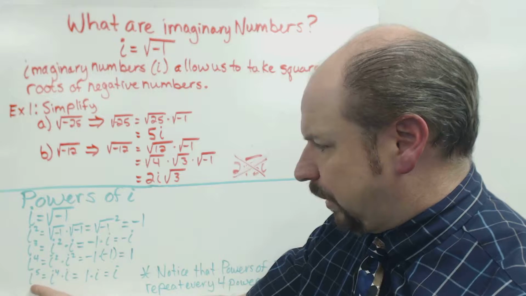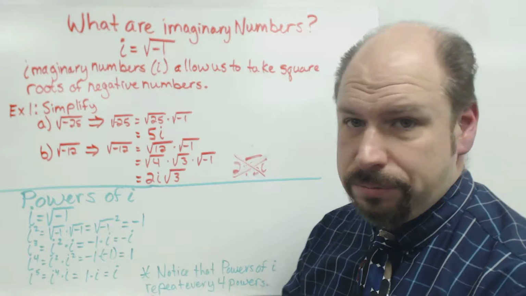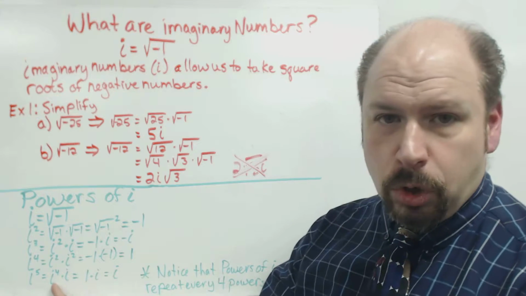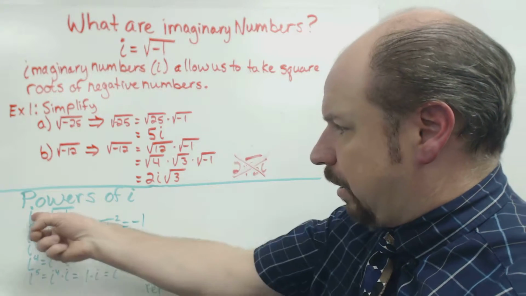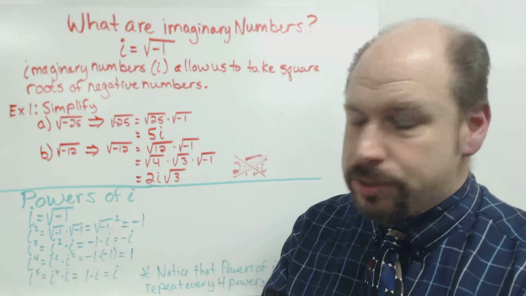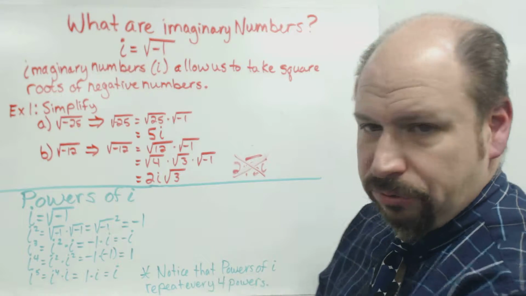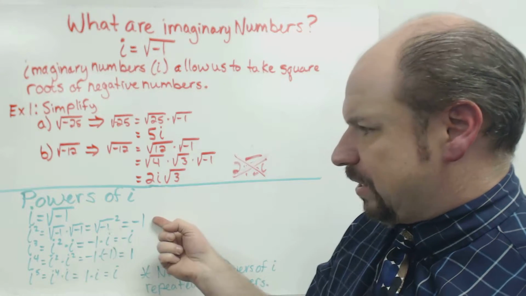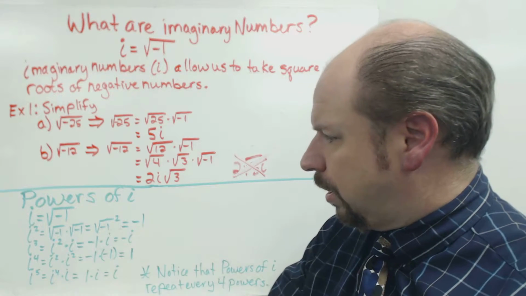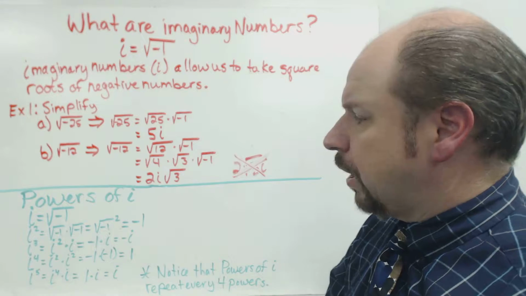Okay, now what happens when we get to i to the fifth? Well, i to the fifth is i to the fourth times i, and i to the fourth was just 1, so it's 1 times i. We get back to just i, which is i to the first. Okay, so notice that powers of i repeat every 4 powers. So if we were to go to i to the sixth, it would be the same as i squared, which is -1. i to the seventh would be i cubed, which is -i.